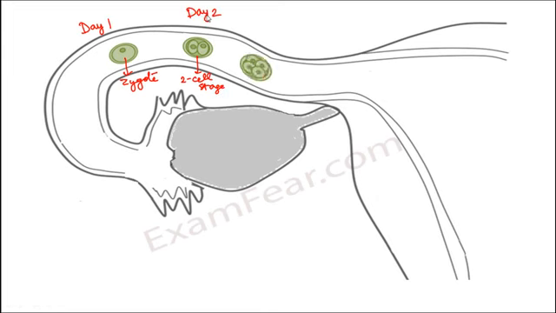Again, over a period of 1 or 2 days, around day 3, the 4-cell stage was formed, where again mitotic division had happened. And then later it formed the 8-cell stage. So this 8-cell stage was formed around day 4. So this was the 8-cell stage.